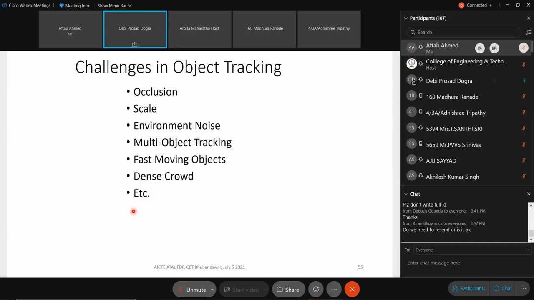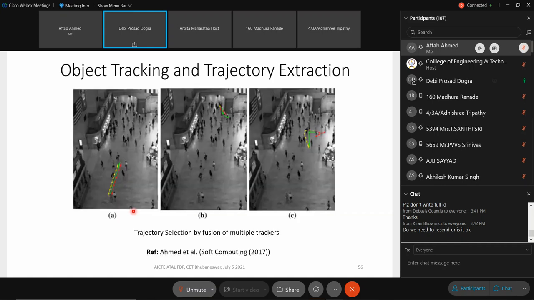You have seen the examples earlier. There we did not track individual person. You can understand now how difficult it will be to track individual person in a typical Rath Yatra video. It's very difficult to track individual people there. So dense crowd tracking is very difficult. There are many other challenges.